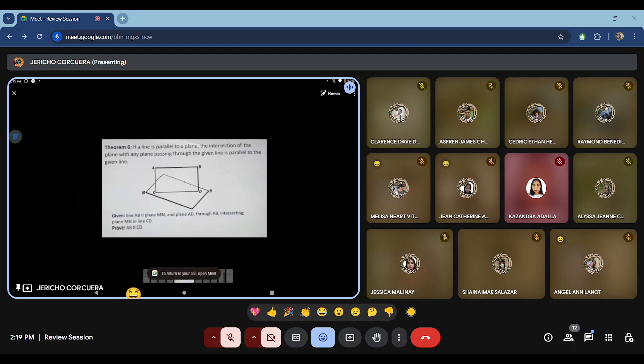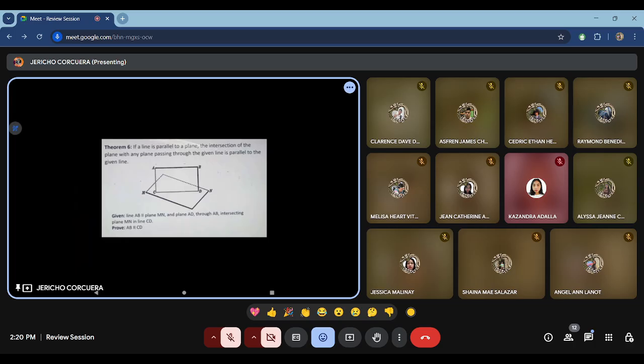Anyway. Ito, we have here theorem 6 again, that if a line is parallel to a plane, the intersection of the plane with any plane passing through the given line is parallel to the given line. Okay, if you can see here that if a line is parallel to a plane, the intersection of the plane with any plane passing through the given line is parallel to the given line.